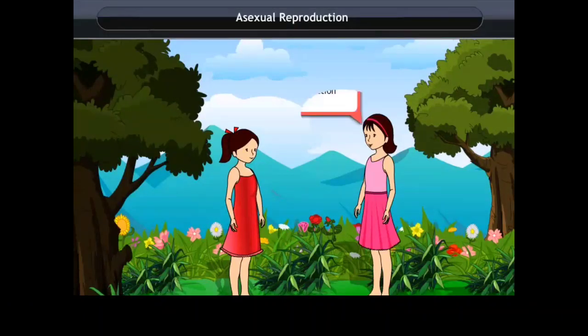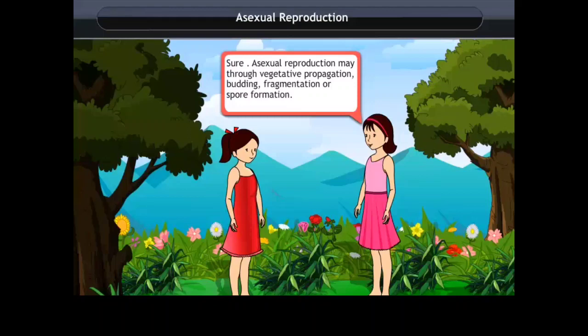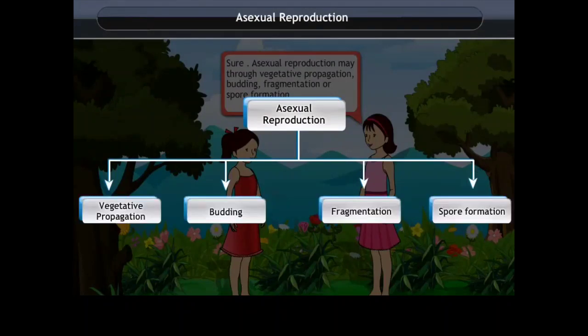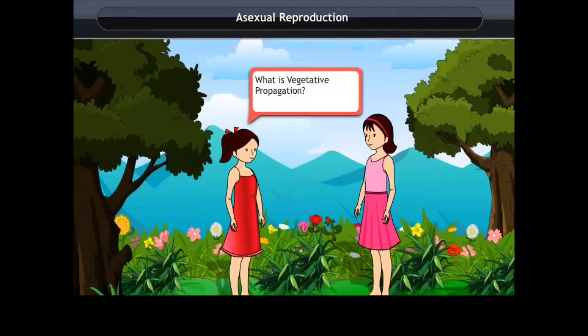Asexual reproduction. Do you know how asexual reproduction takes place? No, I don't know. Could you please explain? Sure. Asexual reproduction may happen through vegetative propagation, budding, fragmentation, or spore formation. What is vegetative propagation? Let me explain.